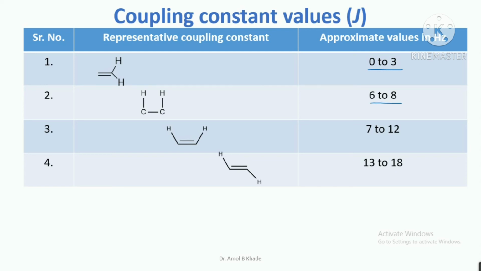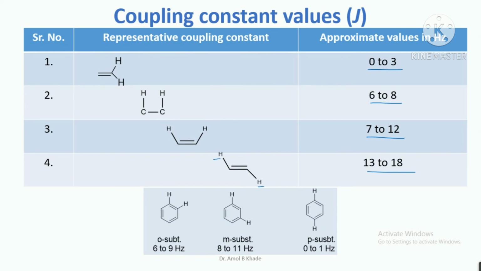This is what we were talking about. When the protons are in a cis conformation, it will be between 7 to 12. If they are in a trans conformation, it will be between 13 to 18 Hertz. And again, in the case of aromatic compounds, we can easily distinguish whether our benzene ring is para substituted, ortho substituted or meta substituted. When the protons are at the ortho position to each other, like this proton and this proton, the coupling constant is 6 to 9.